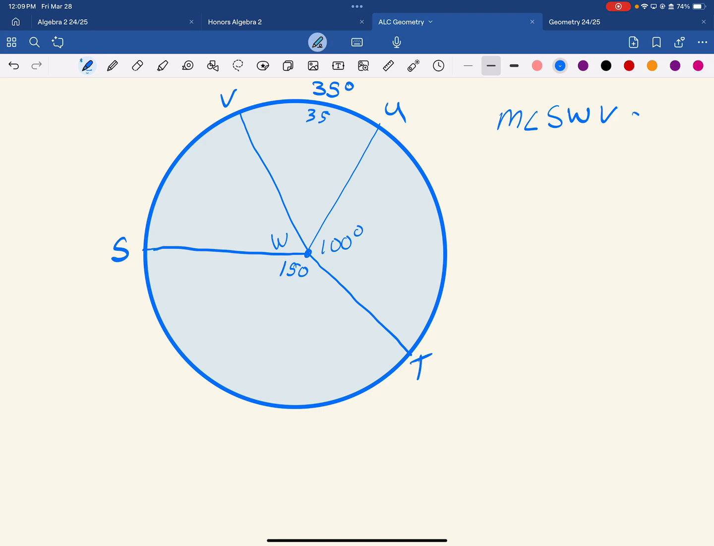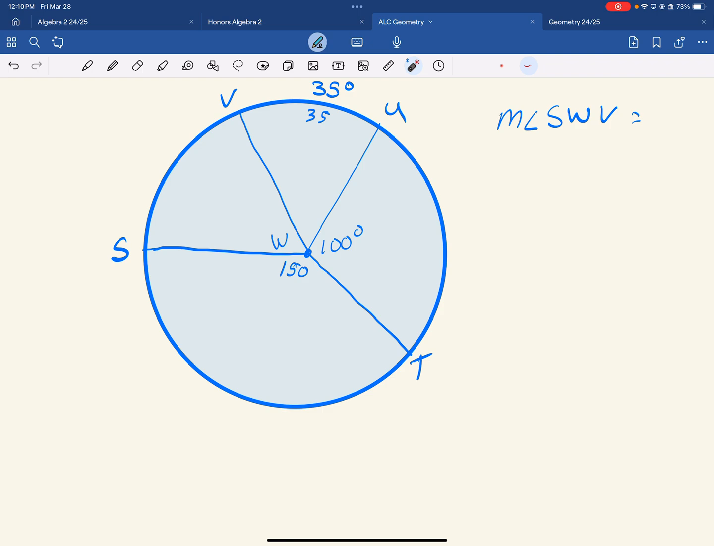Okay, we want to find the measure. So here's the second way to do these, and this is probably the way that I would do it. I put a plan together first and think about what we need to find, so I can put together a plan as to how I'm going to find my solution. My solution wants us to find SWV, so we want to find essentially that angle right there. That's what we want to find.